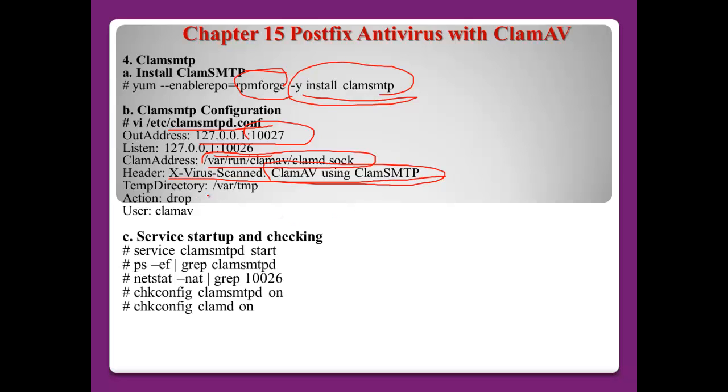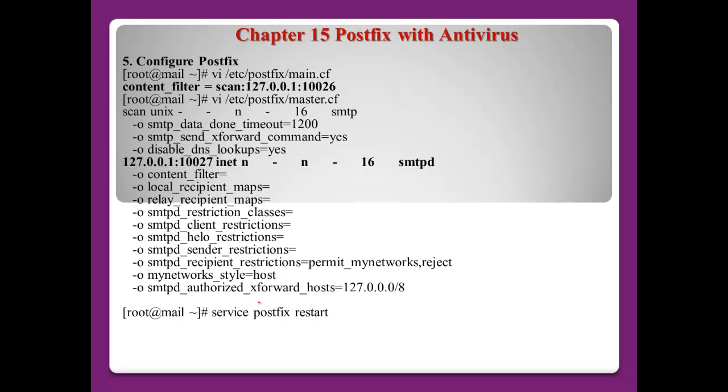And the temp directory will use /var/tmp. And the action, if ClamSMTP detects a virus, then this email with the virus will be dropped. And the user also must be changed to clamav. And then start the service, ClamSMTP start, and check the process and the port number, and register it to the runlevel, and start clamd as well.